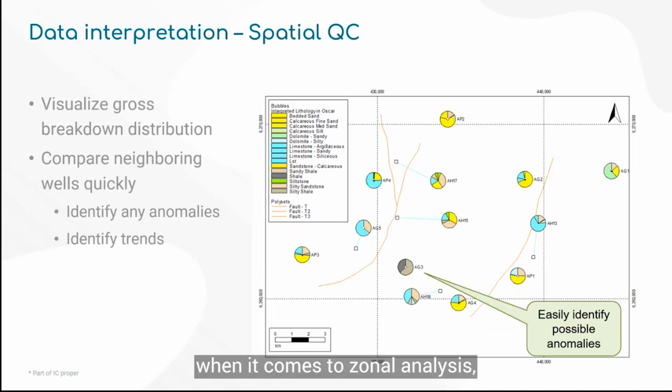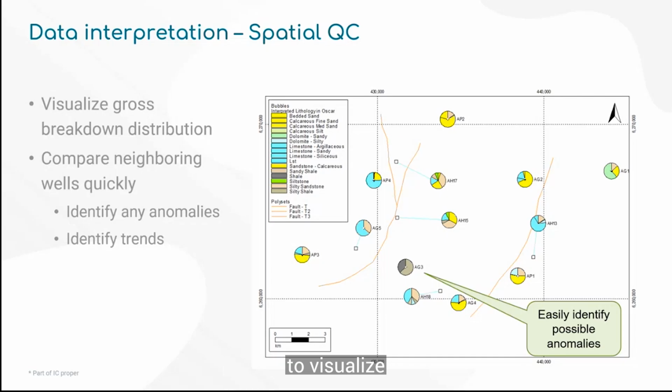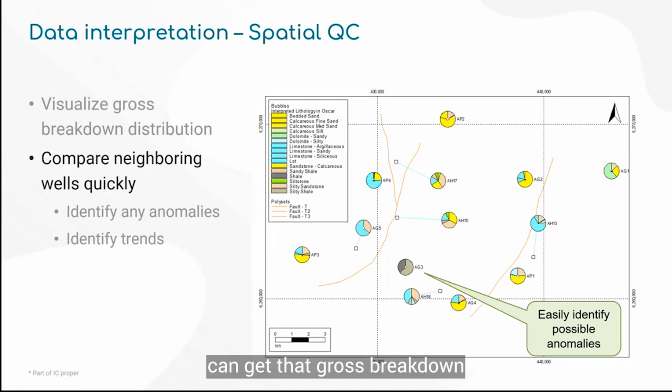When it comes to zonal analysis, like I say, we're trying to visualize and identify potential anomalies. We're trying to identify where you might need to go and take another look at your interpretation. So we can get that gross breakdown, right? I've already talked about this in a previous slide, but just to be able to highlight very quickly what's happening in that well that's not fitting in with any of the trends that I expected to see. That's a completely different lithology. Have I picked the wrong zone? Is the lithology wrong? Let's go take a look at that data.